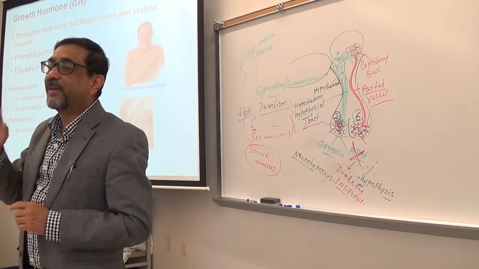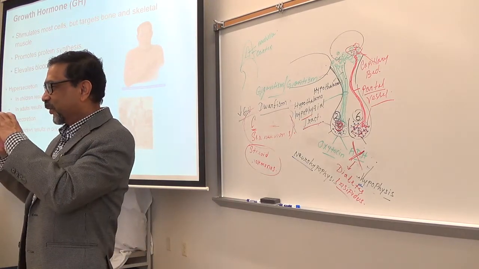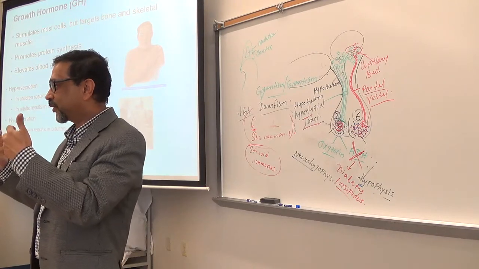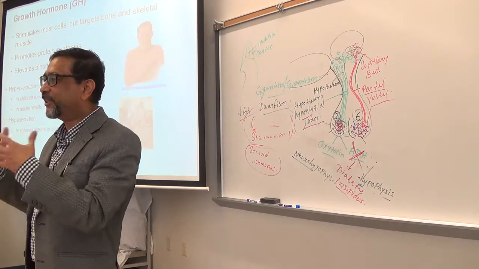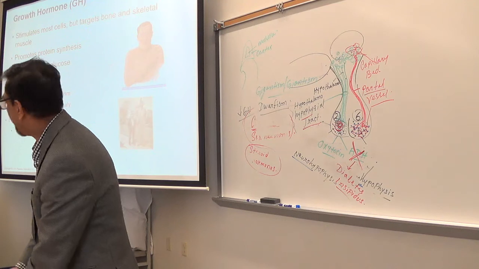Also, the tongue gets thick, the skeletal muscle of the tongue gets thick. So when the person talks, you will see sluggishness, slow. The talk is not clear. The person's speech is not clear. So all those are the signs of acromegaly.